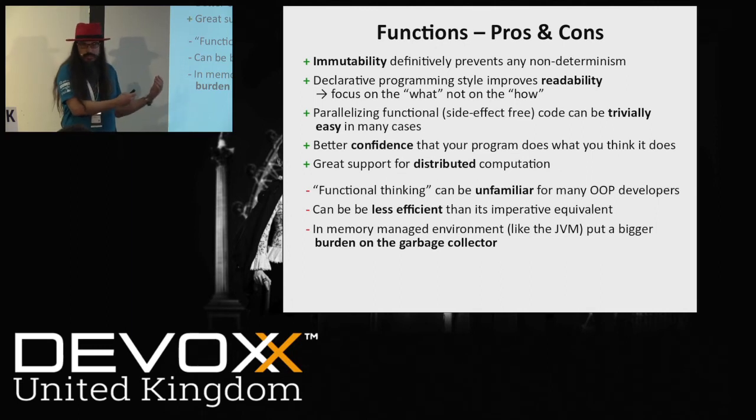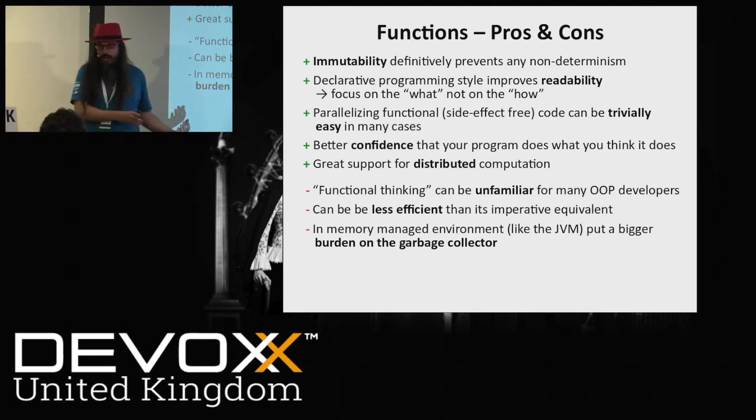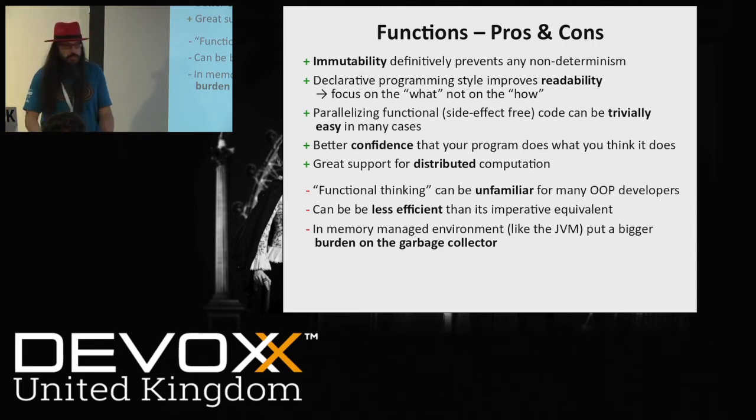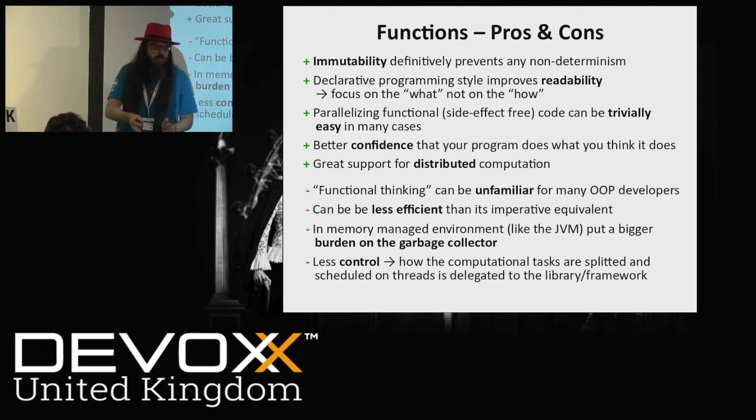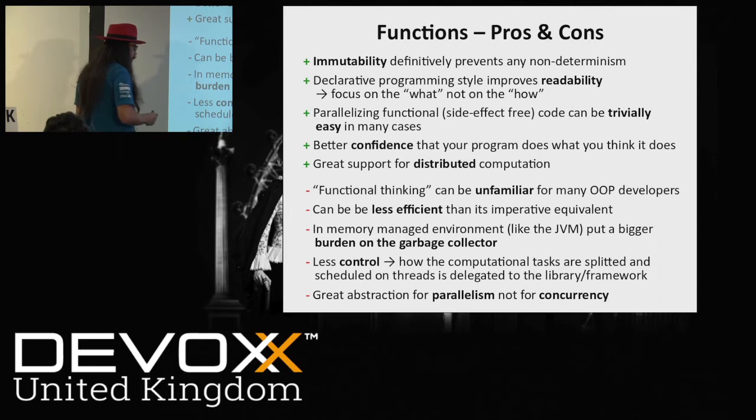And one reason for this inefficiency is that, for the reason I said before, you are creating and destroying lots of short-lived objects, and in doing so you are putting more burden on the garbage collector. And as I said, you probably have less control because you are ceding control to the library, to the Java API. This is good because it's no longer your business, it's the library's business. But in some cases you would like to have more control and you can't. And this could be a problem.